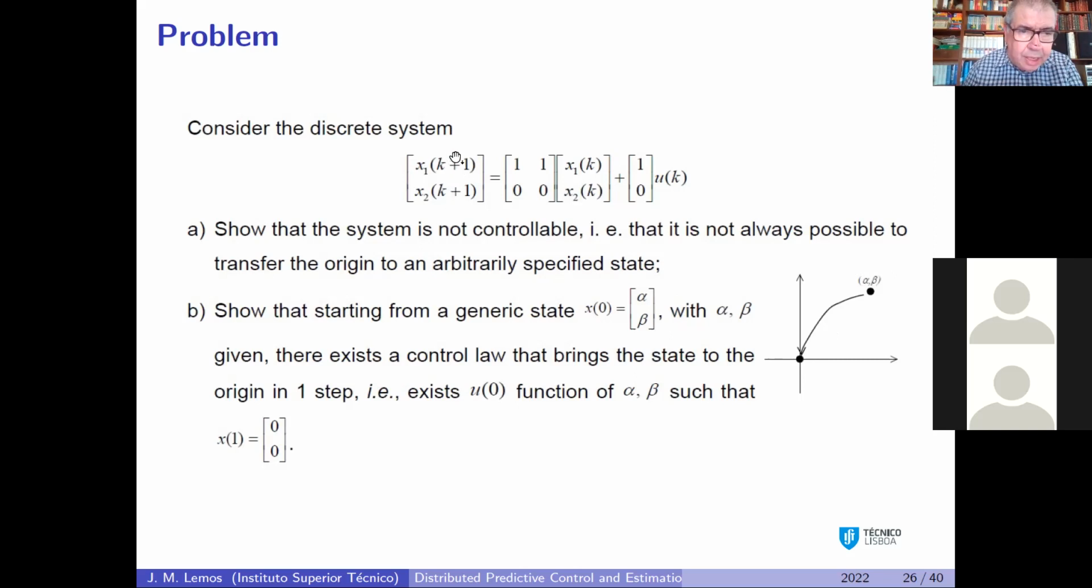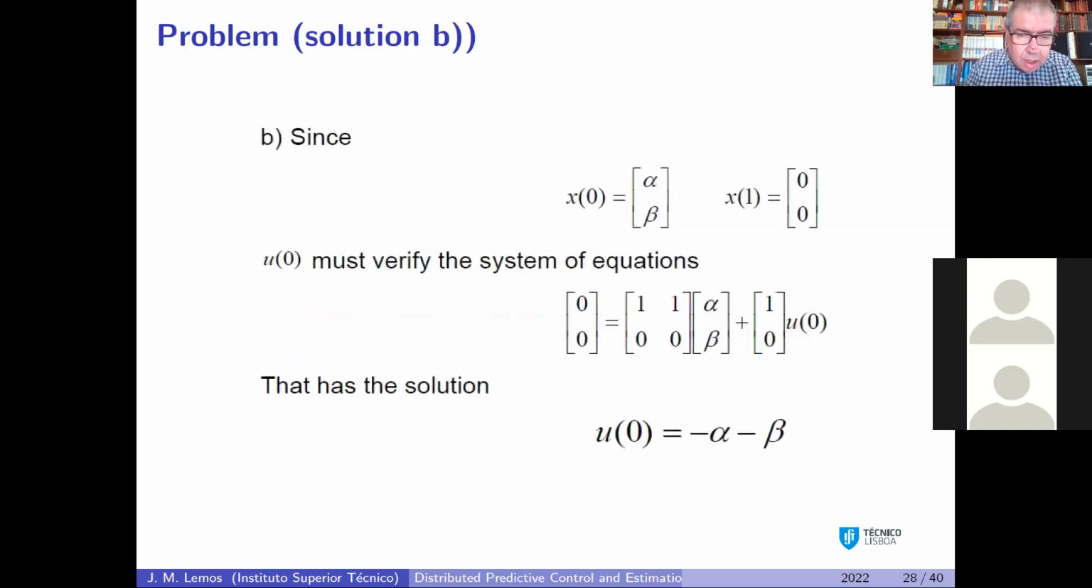So the equations would be (0, 0) at the next step equal to the matrix A times (alpha, beta), the point where you start from, plus (1, 0) times U_k. Does this have some solution? Yes. What is the solution for U0? It is just alpha plus beta plus U0 equal to 0. So U0 should be minus alpha minus beta.